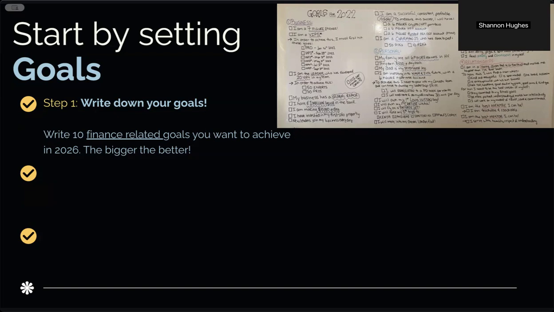Okay. Now on here, I also had my top goal in the middle. I am a successful, consistent, profitable trader. To measure this, I will have, and I set myself extra goals.